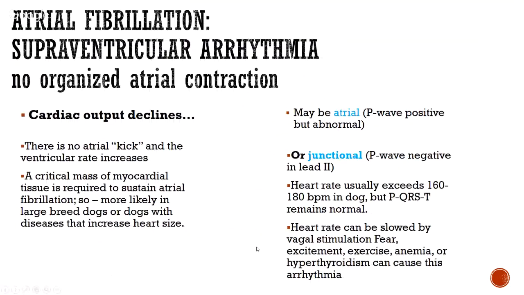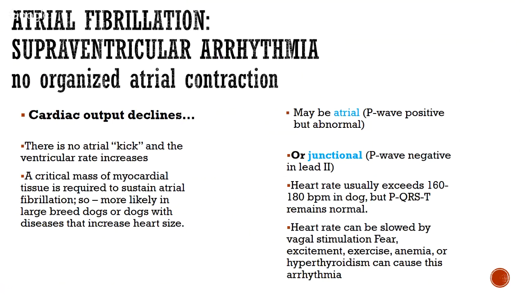So atrial fibrillation, or it's a supraventricular arrhythmia, atrial arrhythmia. Basically, there's no organized atrial contraction. Cardiac output will start to decline. It's not pushing blood through the heart. This happens when there's no atrial kick, and then the ventricular rate will increase to try to make up for that. A critical mass of myocardial tissue is required to sustain atrial fibrillation. So it's more likely in large breed dogs or dogs with diseases that increase heart size, so dilated cardiomyopathy.